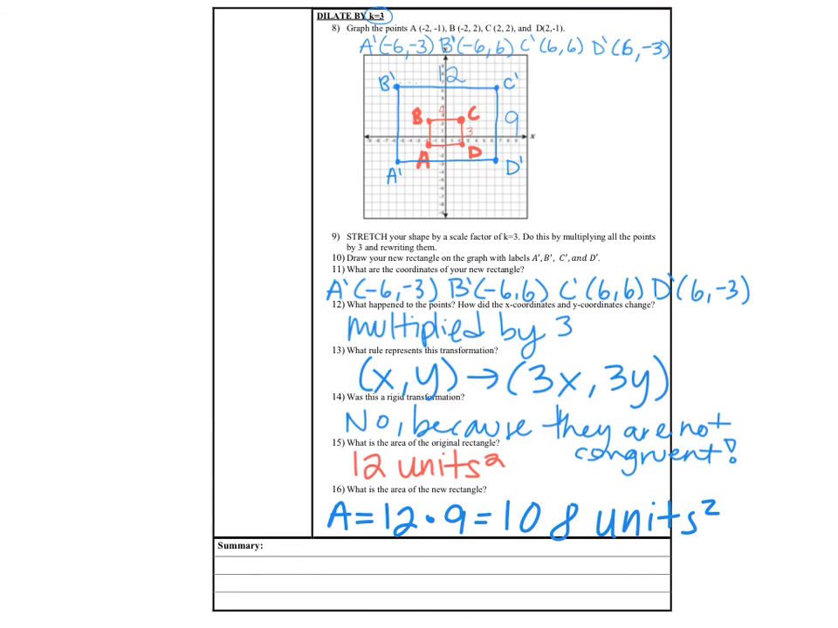Fun fact, here's what happens with the area. Instead of just multiplying by 3, it actually multiplies by 3 squared, which should make sense because area is squared. So everything else increases by 3, but the area is increasing by 3 squared. I'm not going to expect you to know that, but you could save some time on your assignment if you know that it's just the scale factor squared.